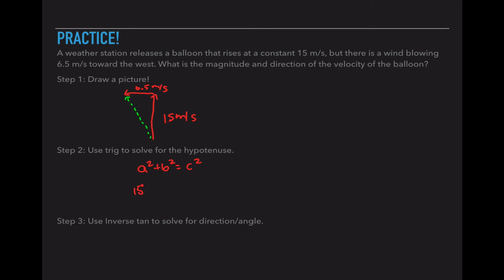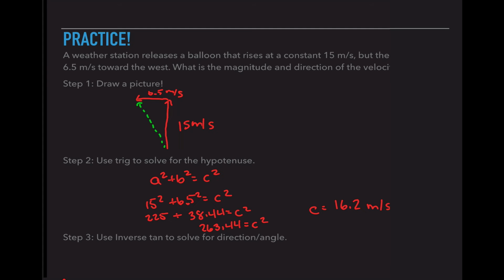And we have 15 squared plus 6.5 squared equals c squared. That's 225 plus 38.44 equals c squared. When we add those up, we have 263.44 equals c squared. And then square root both sides, and c is 16.2 meters per second. So we're really traveling a speed of 16.2 meters per second because of that 6.5 meter per second crosswind.